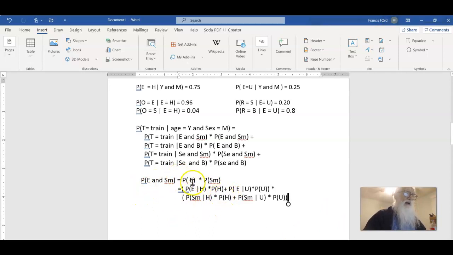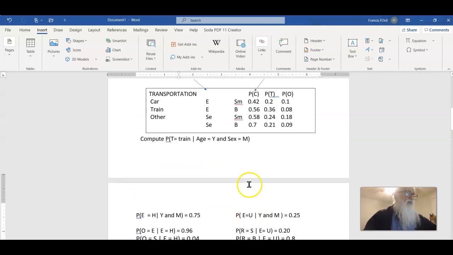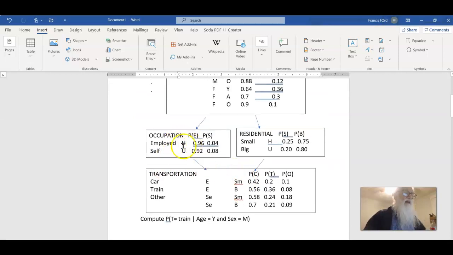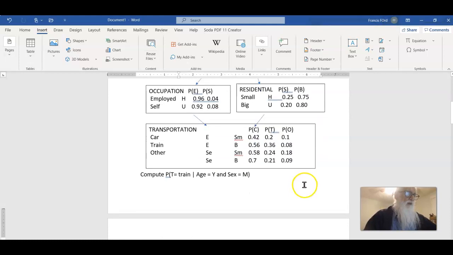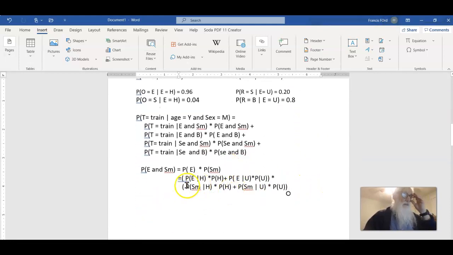Well, the probability of E, see, E is up here, it's employed. It depends on H and U. So I have the probability of E given H times the probability of H, plus the probability of E given U times the probability of U, times, that's this times here, the probability of small given H times the probability of H, plus the probability of small given U times the probability of U. Well, again, I have the conditional probabilities. Now I need the probabilities of H and U.